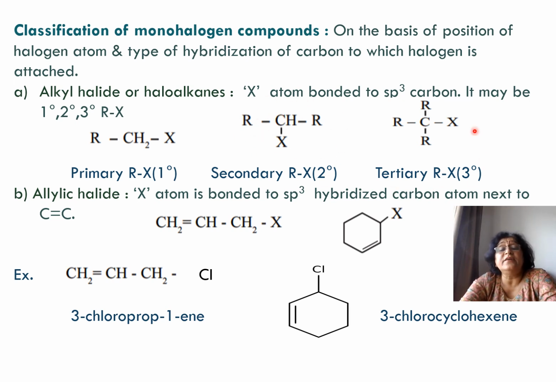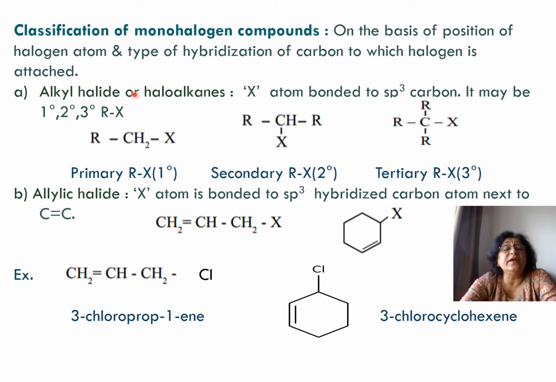Okay. Then the third one is tertiary alkyl halide. So in tertiary alkyl halide, what happens? The carbon attached to halogen is attached to three alkyl chains. Then such a carbon is called a tertiary carbon. So when halogen is attached to a tertiary carbon, you call it tertiary alkyl halide. And the example is, if these three R's are CH3, then it is tertiary butyl chloride. So what did we see? Alkyl chloride.